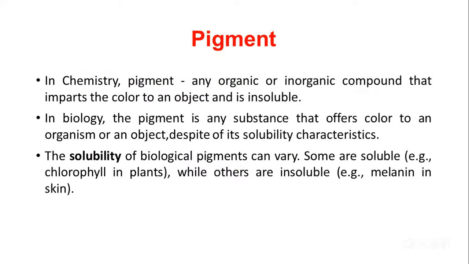The actual presentation. So first, what is a pigment and how should we define it? In chemistry, a pigment is any organic or inorganic molecule or compound that imparts color to a particular material, and it is insoluble. In biology, a pigment is any substance that offers color to an organism or to a particular material, regardless of its solubility. So the key difference is solubility.